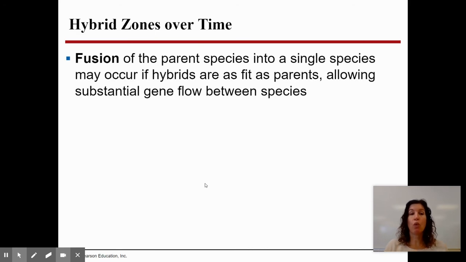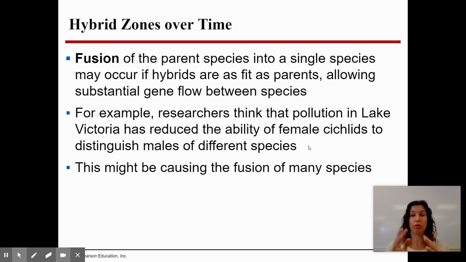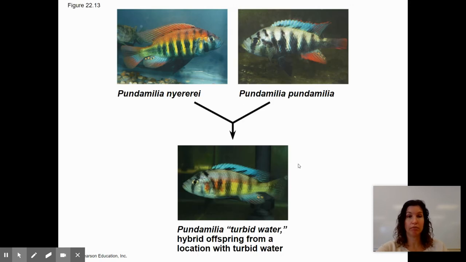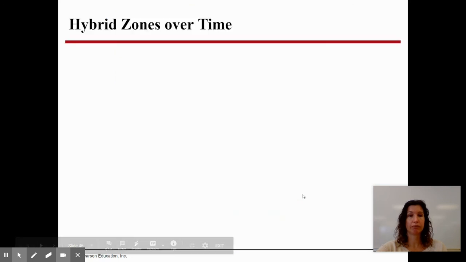Fusion is where the parent species are kind of mixed into a single species. That may occur if hybrids are as fit as parents, allowing substantial gene flow. So it would kind of be like a cross between 2 species, or a fusion. So you can see here's like hybrid offspring.